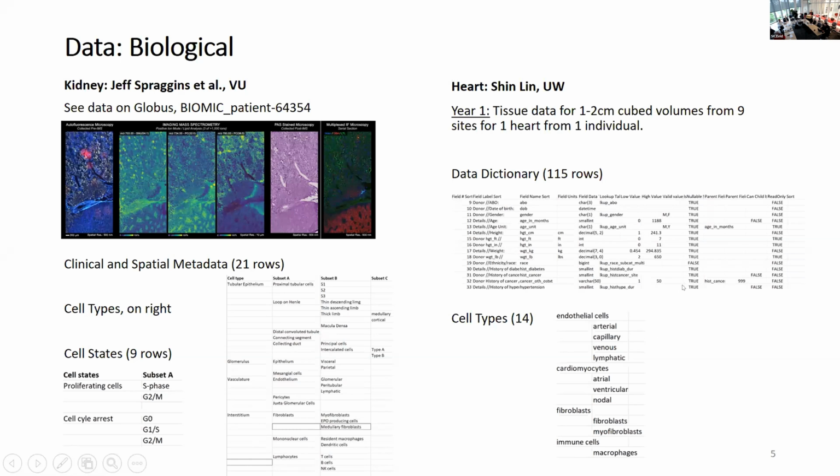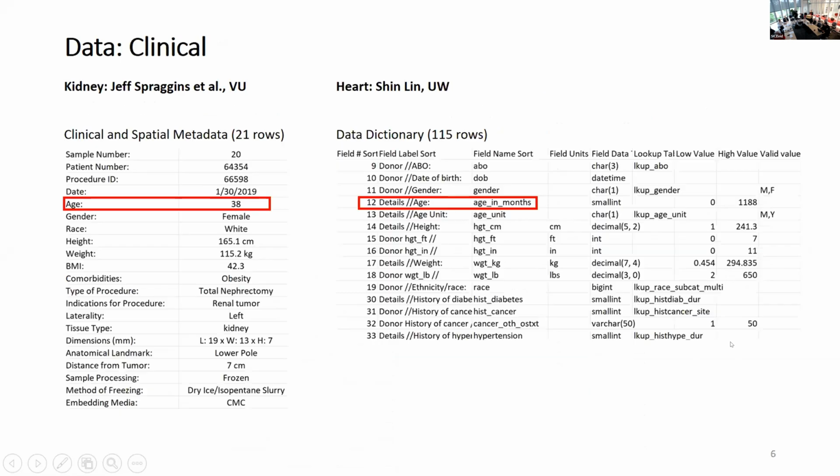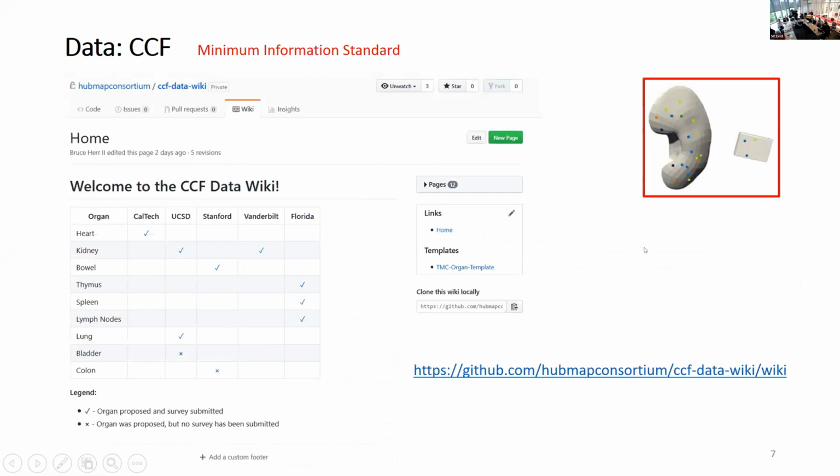And as you will see, there's quite a bit of difference in the data formats and also in cell types. If you, for instance, look at the clinical data, sometimes age is provided in years, sometimes in months. So all this still needs to be standardized across the HuBMAP consortium. And there are, again, many more organs involved.